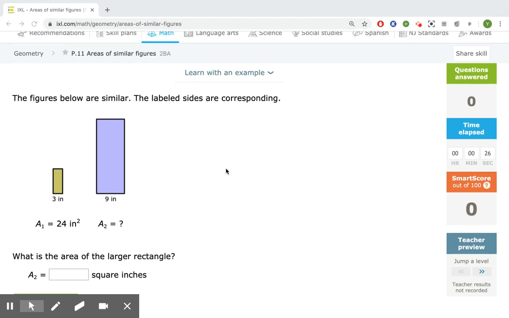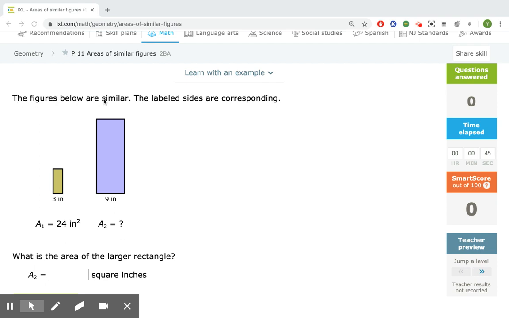I'm going to show you how to do these problems that deal with areas of similar figures. You know what area is? The number of square units inside something, or how much something covers. Similar figures are figures that have the same shape, but not necessarily the same size. So let's go to this problem.